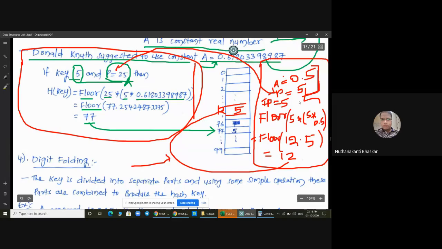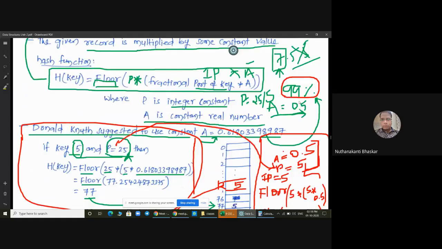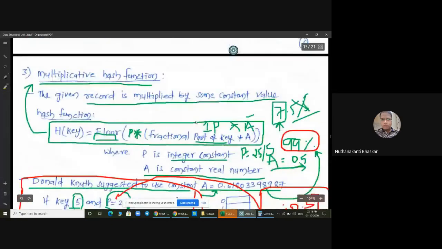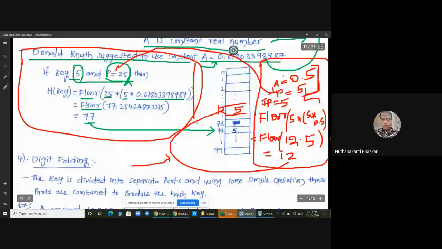Or if you want to use a value 0.75, you can use it. P equal to 20, you can use it. But the situation is, you must use the same constants and the same hash function for all the operations. Then only it will work. Understand?